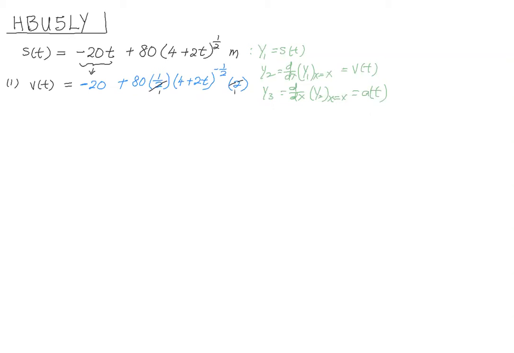So I got it as negative 20 plus 80 divided by the square root of 4 plus 2t. Okay, so this will be meters per second. If you want to draw the sign diagram, first of all you have to find the value of t when velocity equals 0. So you write down negative 20 plus 80 divided by the square root of 4 plus 2t equals 0. This is your v(t). So you bring the 20 over.